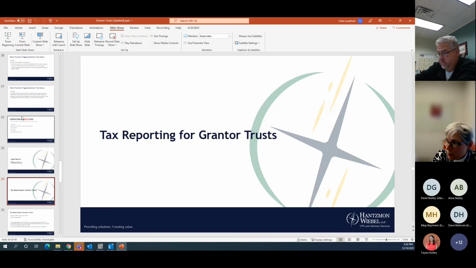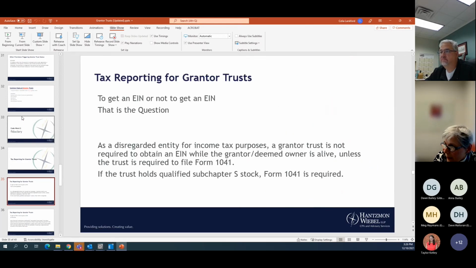Let's spend a little bit of time on tax reporting for grantor trusts. As we said, for a grantor trust, the tax needs to be reported on the owner's income tax return. A grantor trust means that you're not going to report the trust on a 1041, which is the fiduciary tax return. But if there are times when it does get reported on the 1041, it's all going to pass through to the beneficiary. So it ends up being on a document that flows through to the beneficiary.